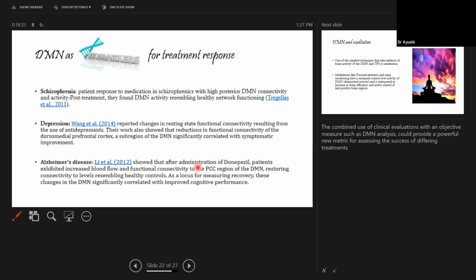Then in depression also, a similar study found that there was a reduction in the functional connectivity of the DMN post-treatment. In Alzheimer's disease, it was found inversely that after treatment with donepezil or memantine, there was increased connectivity of the DMN. So this is how DMN can work as a biomarker.